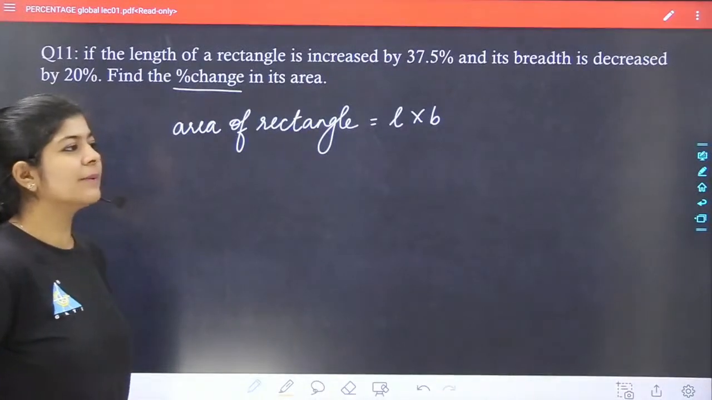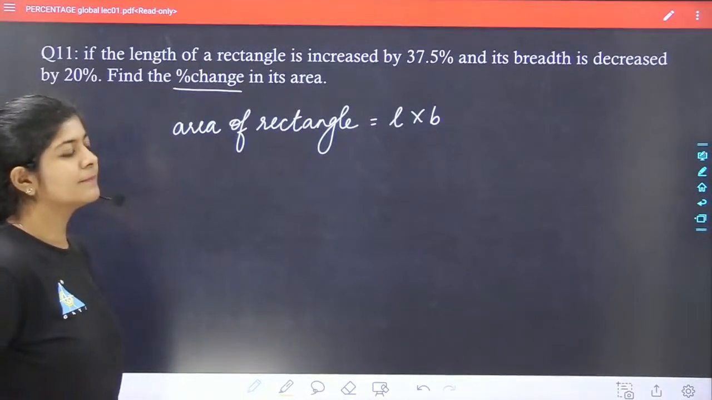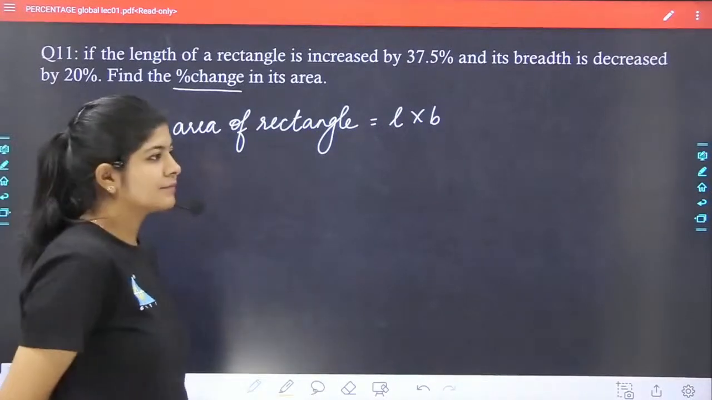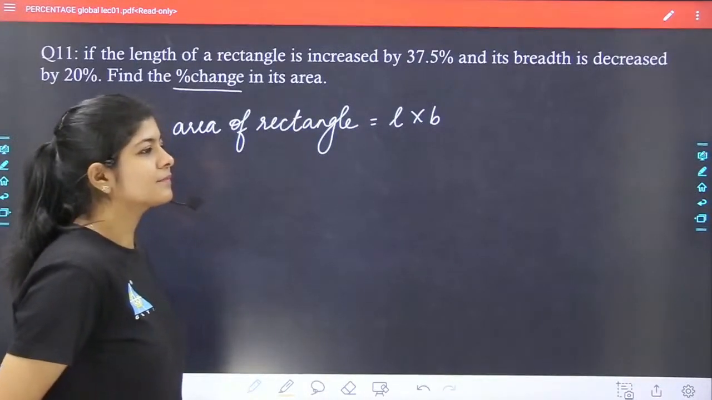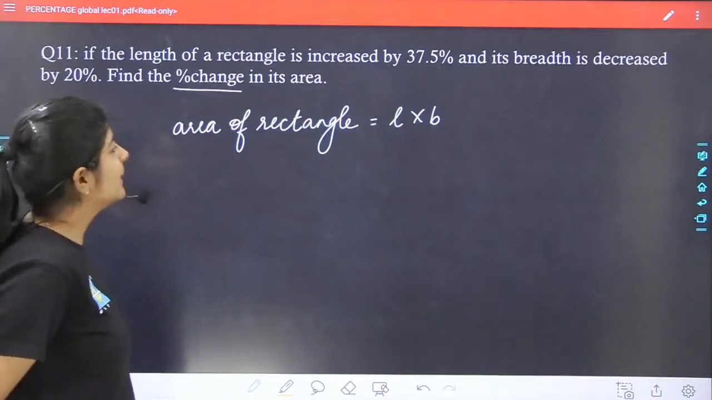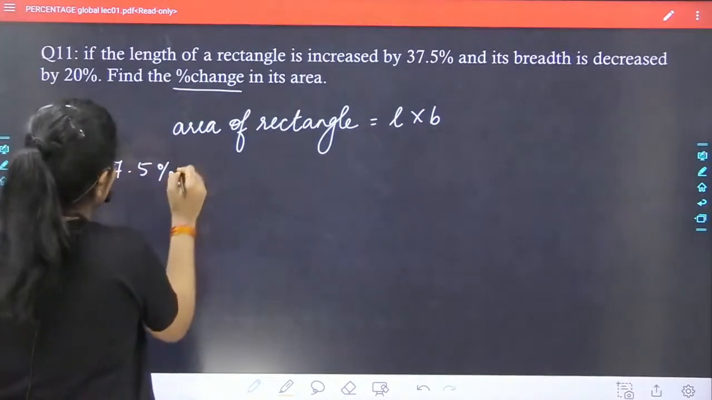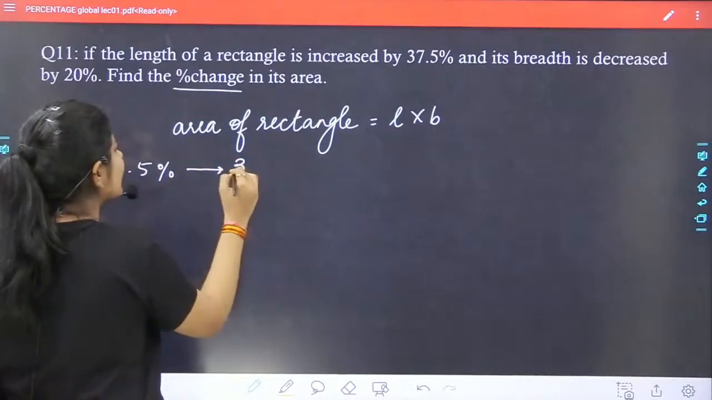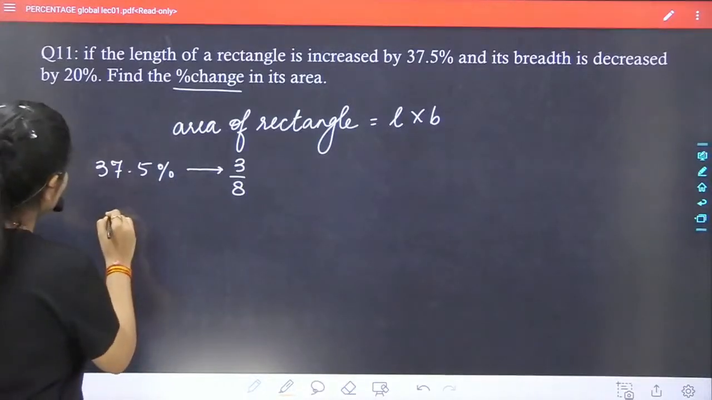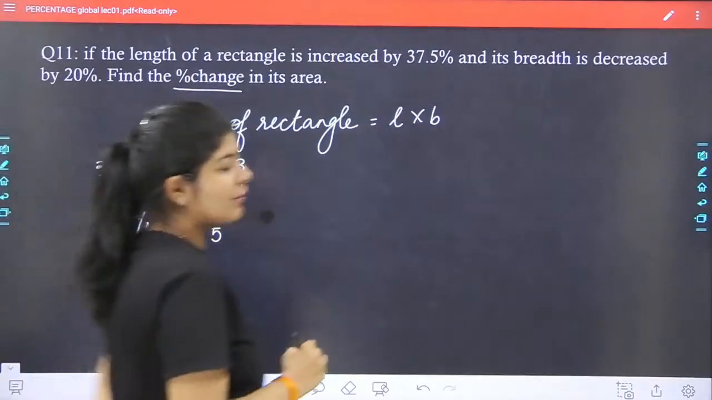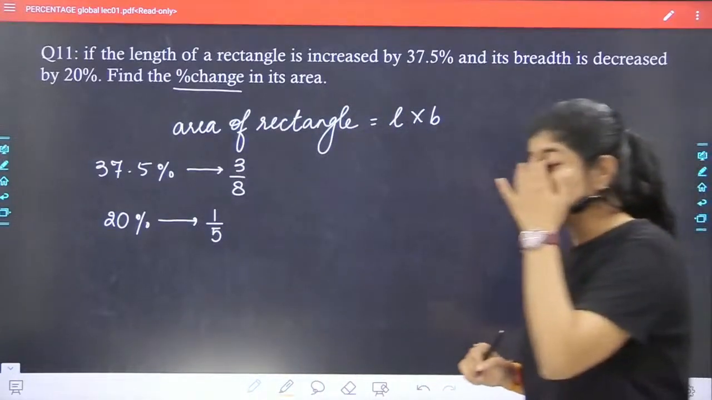What is the correct answer of question number 11? 20%. Let's see.